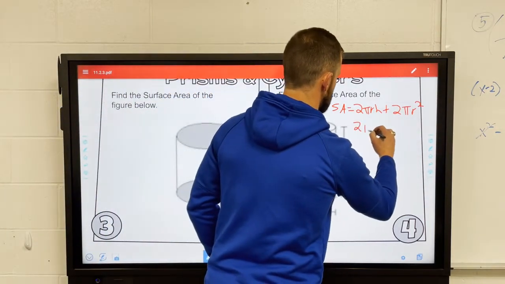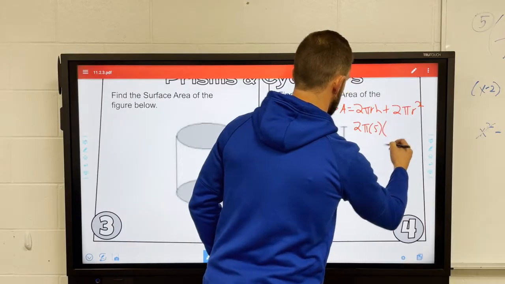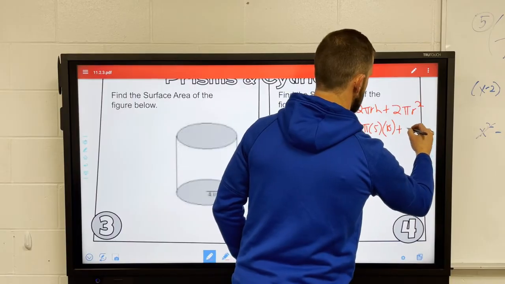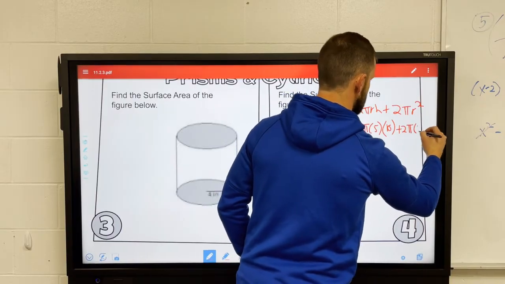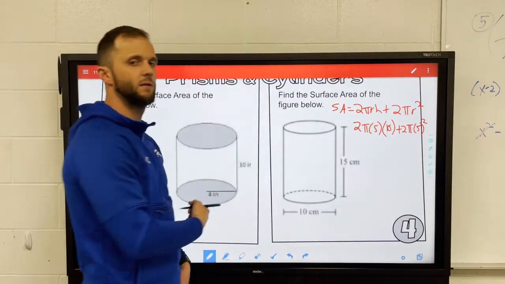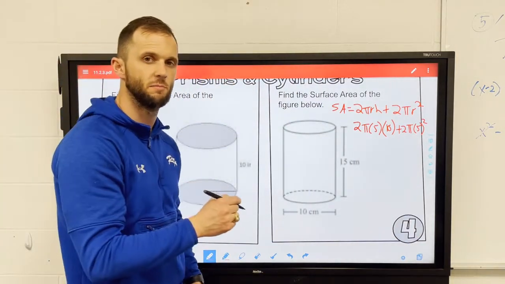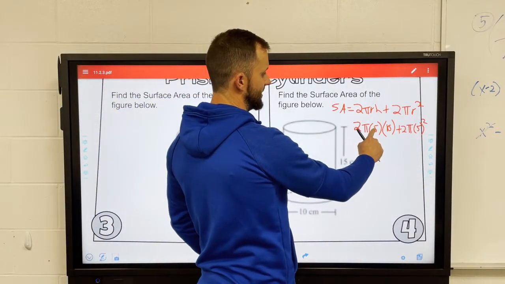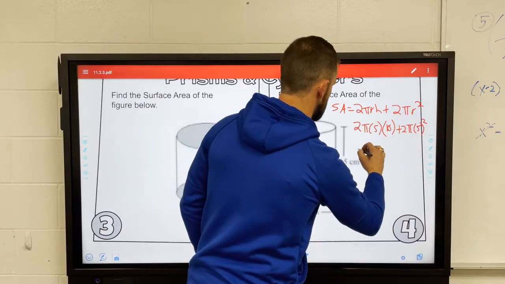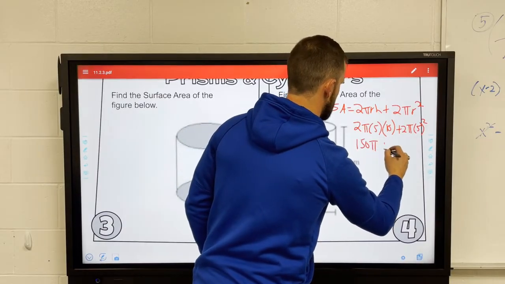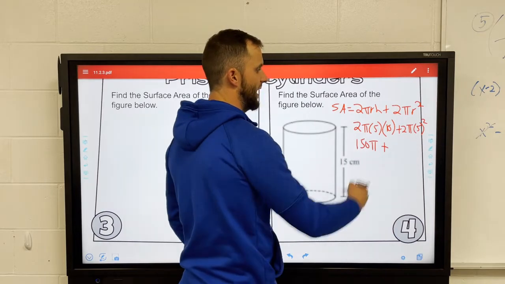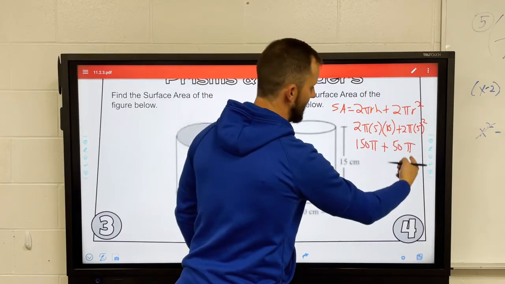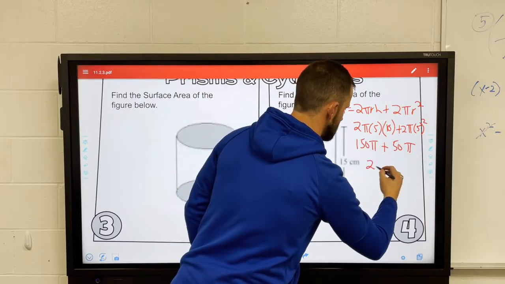So I'm going to do 2 times pi times 5 times my height, which is 15. And then I'm going to be adding 2 times pi. Again, my radius is 5 squared. So I'm going to do the same thing I did on the other one. I'm going to work everything out in terms of pi, and then I'm going to solve for it final. So it looks like 2 times 5 is 10, and then 10 times 15 is going to be 150 pi. 5 times 5 is 25, times 2 is going to give me 50 pi. 150 pi plus 50 pi is going to give me 200 pi.